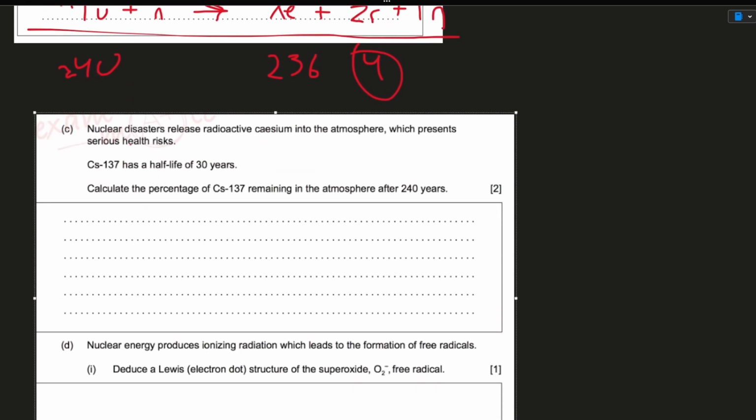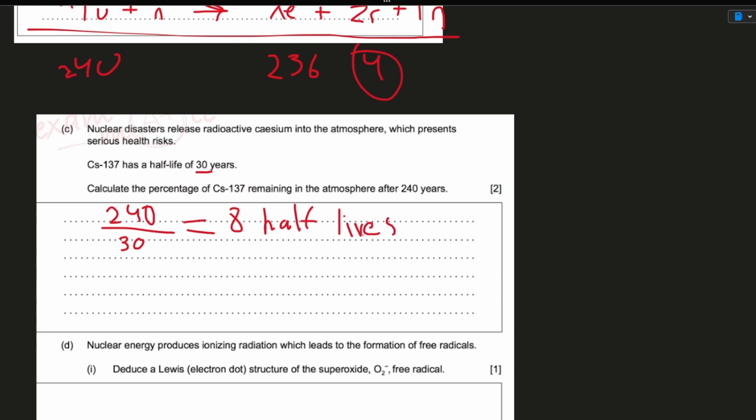Here we have part C, which says nuclear disasters release radioactive cesium into the atmosphere, which presents serious health risks. Cesium-137 has a half-life of 30 years. Calculate the percentage of cesium-137 remaining in the atmosphere after 240 years. First of all, we need to deduce the number of half-lives required. This is just simple division. We can do 240 divided by 30, which is 8. So there's a total of 8 half-lives.